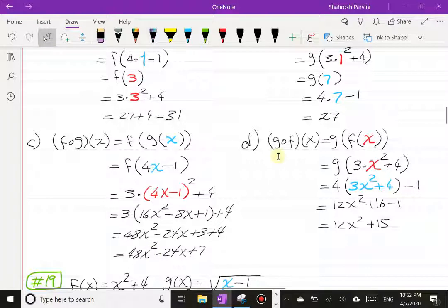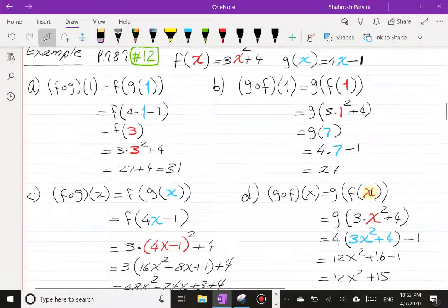Now g of f of x, similarly, that's g outside function, f inside function. So I plugged in f of x, 3x squared plus 4. This is what goes into g and replaces the x that's in g. Remember, the instruction to g was 4x minus 1. It's up here. You see that? Right up here, 4x minus 1. So this is the input into g, so I'm going to plug that in for x. Distribute, combine like terms, and you get the results here.